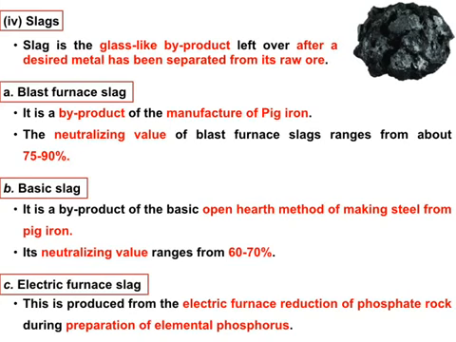Then basic slag. It's a byproduct of the open hearth method of making steel from the pig iron. The neutralizing value of this basic slag is 60 to 70%. Then electric furnace slag is produced by the electrical furnace reaction of phosphate rock for preparing the phosphorus element. This is called electric furnace slag.